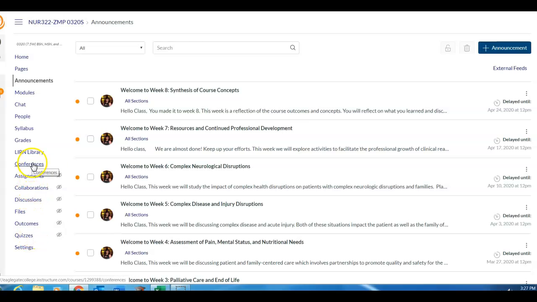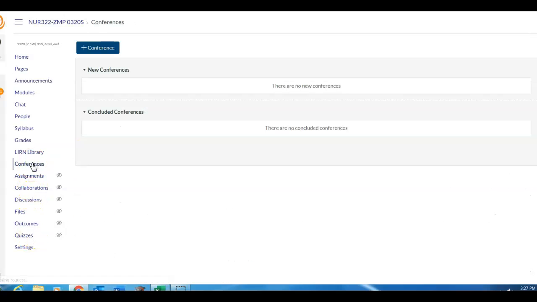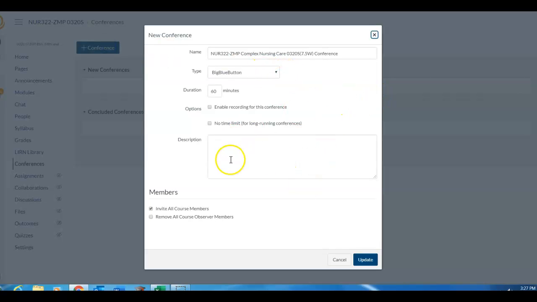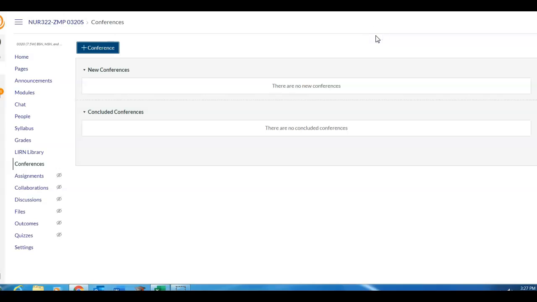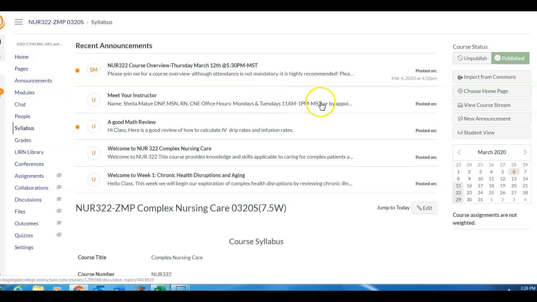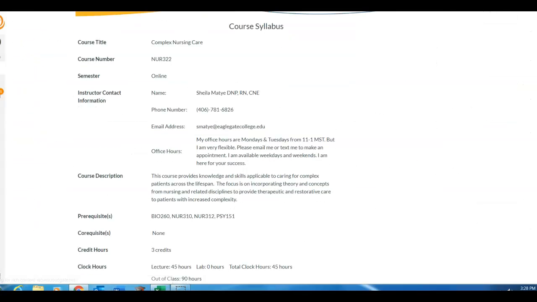I wanted to show you this button here. You can use the big blue button for your weekly meetings, and you would just add the conference here, set it up, and invite your students. You may only do 1 class per that announcement, but it is a very effective way. You can record it and also put it in the announcements, or you could use a Zoom meeting if that's what you would prefer. Getting back to the home page, please make sure that you have edited the syllabus and added your information.